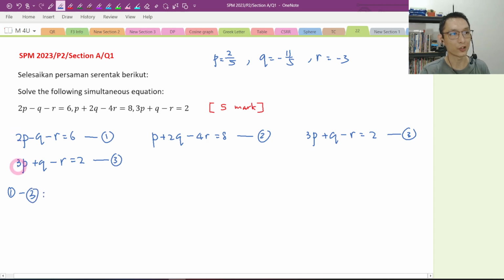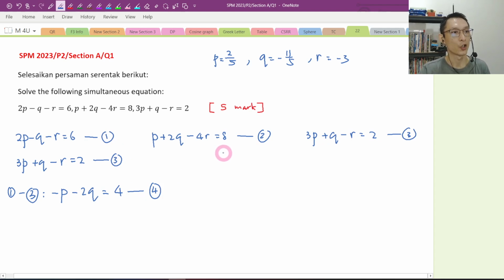Okay, 2 minus 3, you will get -1, which means -1p. You don't have to write -1p, you just write -p. Okay, -1 minus +1, you get -2. Don't forget to write the q. -r minus -r, you get -r plus r, which will give you 0. So we have successfully eliminated this variable of r. So 6 minus 2, you get 4. And let this one be the fourth equation.